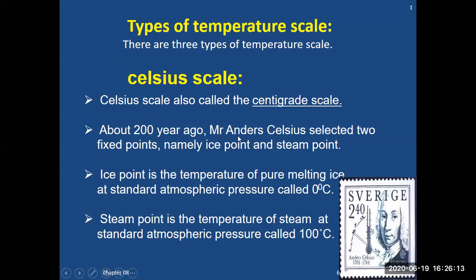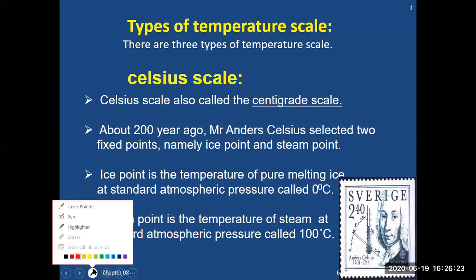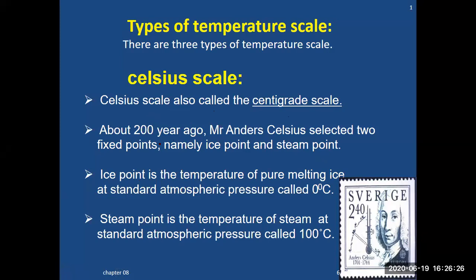About 200 years ago, Mr. Anders Celsius selected two fixed points, namely the ice point and the steam point. This is basically the main point here. This one is the ice point and this one is the steam point. Putting at 0 degrees Celsius, which is the lower fixed point, and putting in the steam, when it reaches a temperature of 100 degrees Celsius it becomes stable, that is the steam point, and this one is the ice point.